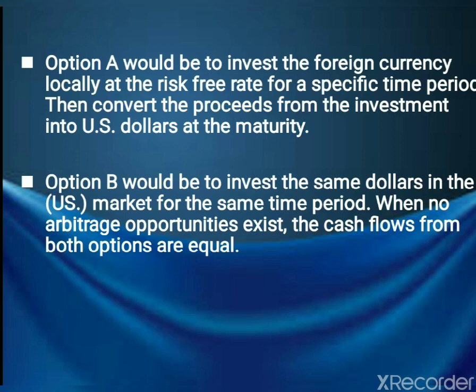So here he is going to invest in his own country, in dollars only. He is not going to convert his currency into any other currencies. And at the time of maturity, he is going to get the amount in his currency only. Since there are no arbitrage opportunities, the cash flows from both the options, that is option A as well as option B, are equal.